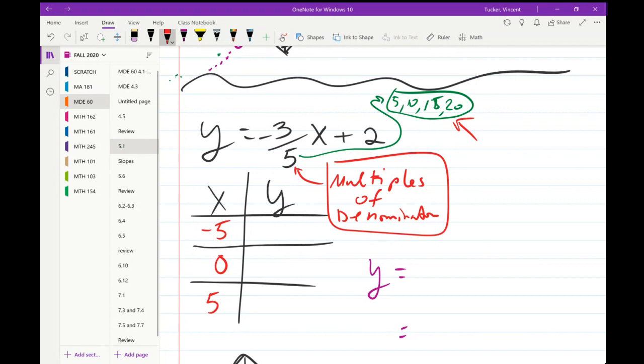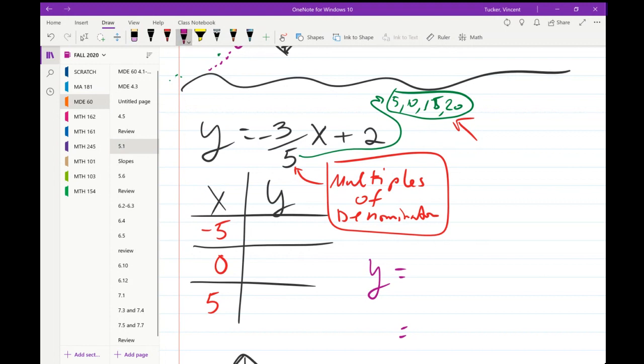So if I had 11 in my denominator, I would choose values that 11 can divide into. Negative 11, 0, positive 11, 22, 33, 44. If there was a 7 down there, then I would choose values that 7 can divide into evenly. All right.